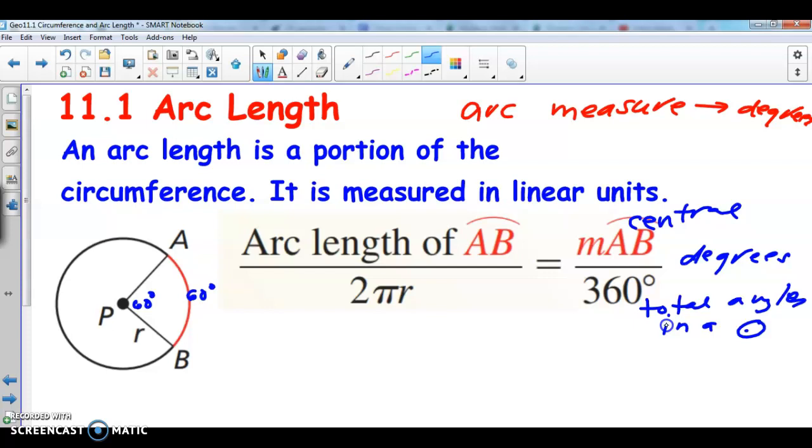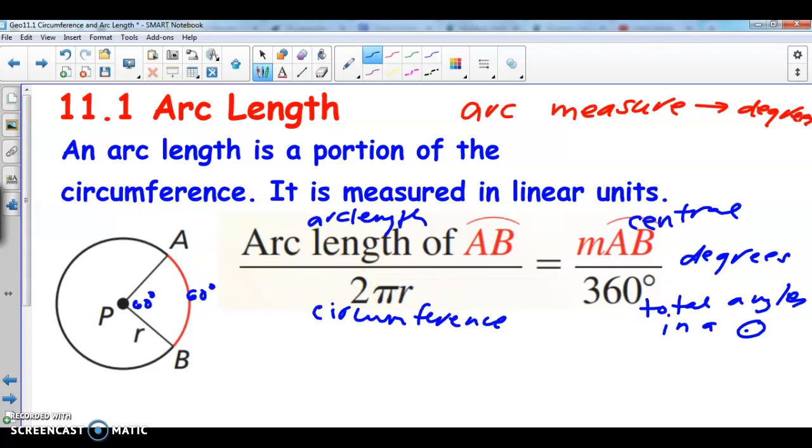Now we're going to write a proportion. So we're going to make it equal to another ratio. On the left-hand side, the arc length is what we're looking for, right? And this red arc here, the length of that is actually just a portion of the circumference of the entire circle. So pretty much you're trying to find the length here. So this is your arc length over the circumference. And we know that the formula for circumference is either 2 pi r or pi d.